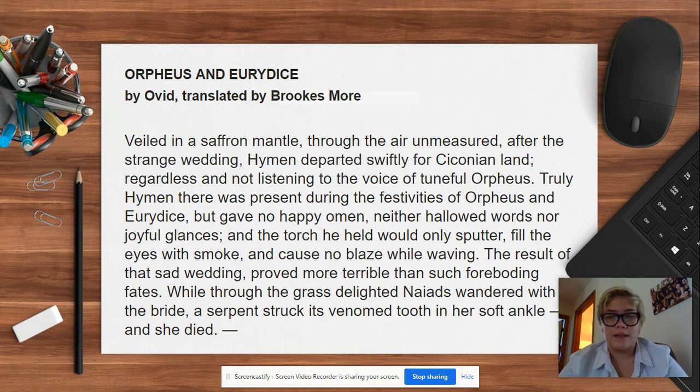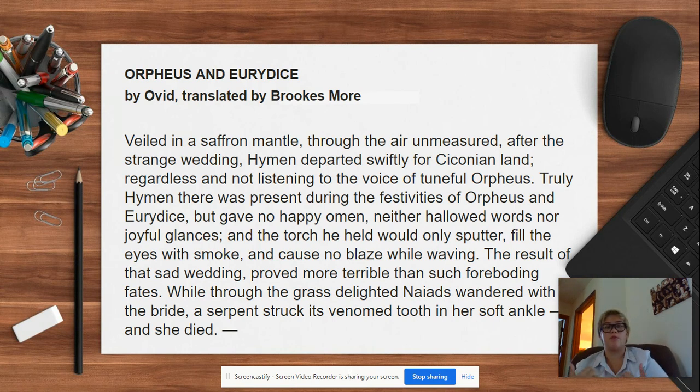While through the glass the lighted naiads wandered with the bride, a serpent struck its venom tooth in her soft ankle, and she died. Okay, that's a wild first paragraph of a story. So this last sentence just told us that while through the grass the lighted naiads wandered with the bride, so if we assume the bride is Eurydice, a serpent, a snake, struck its venom tooth in her soft ankle, and she died. Okay, so let's just look back at this paragraph.